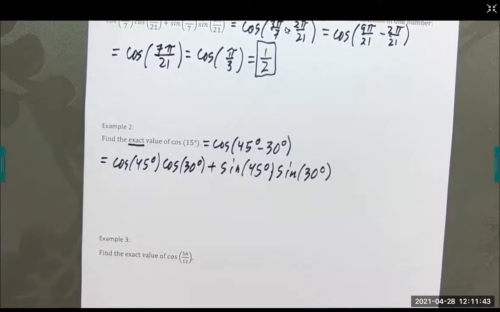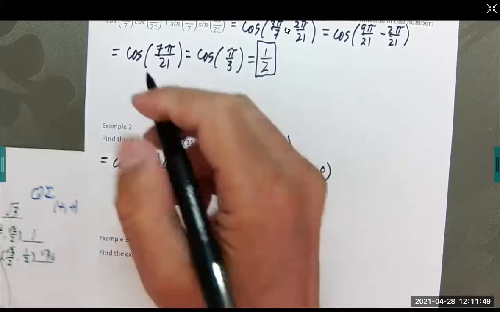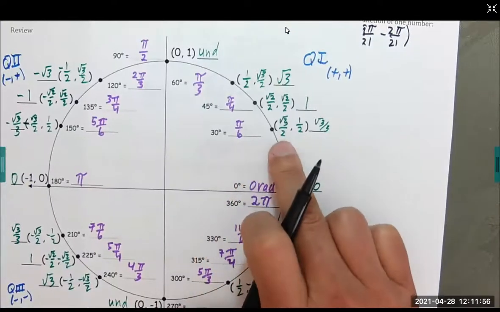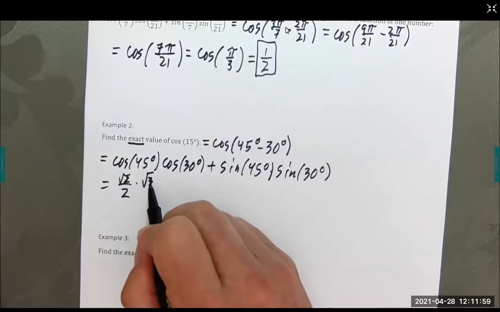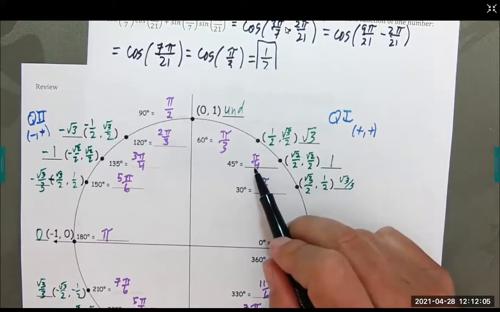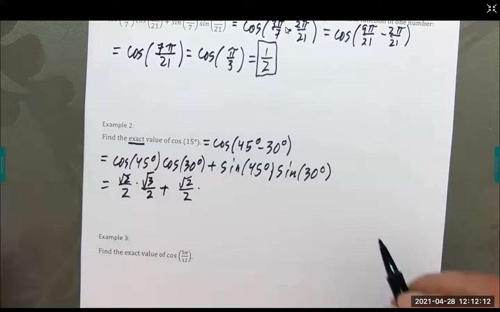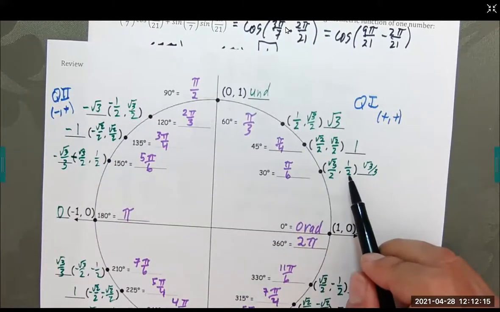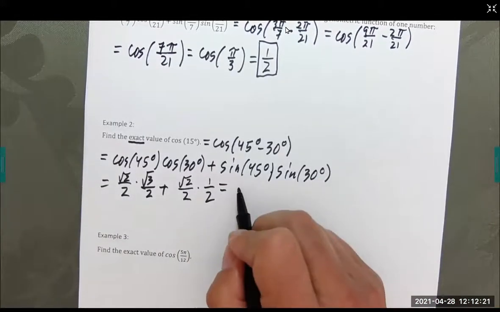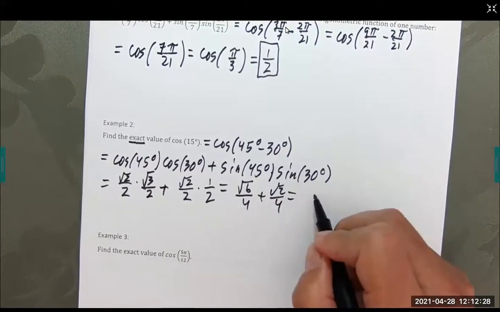And using our unit circle, we can figure out cosine of 45 degrees is root 2 over 2. Cosine of 30 degrees is root 3 over 2. Plus sine of 45 degrees is here, root 2 over 2, times sine of 30 degrees. Here's 30 degrees. The sine is 1/2. So this gives us root 6 over 4 plus root 2 over 4. And they already have a common denominator, which is nice.